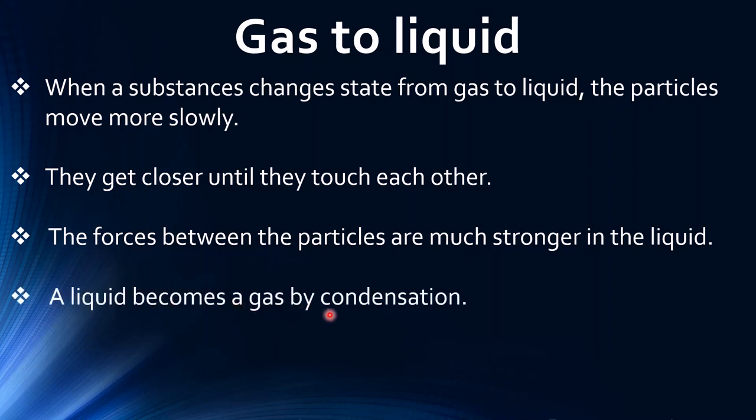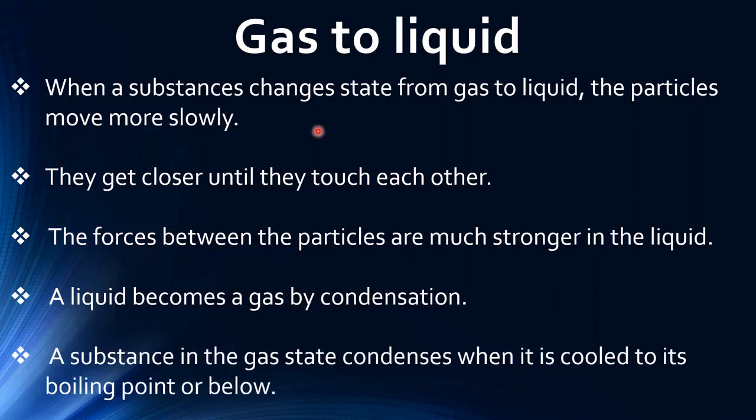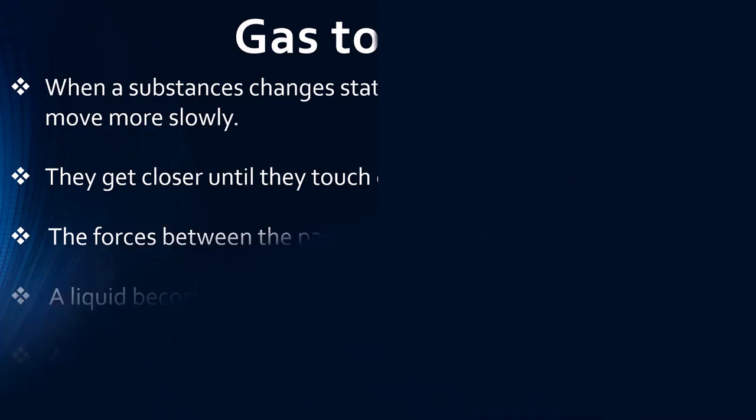A gas becomes a liquid by condensation. A substance in the gas state condenses when it cools to its boiling point or below. So the substance in the gas state will condense when it is cooled to its own boiling point or below. For example, nitrogen is a gas, with a boiling point of minus 196, so it will start condensing at this boiling point or even below.